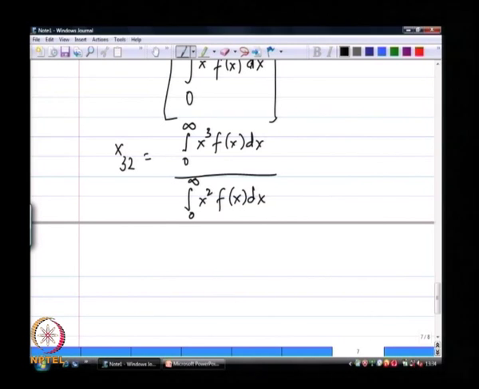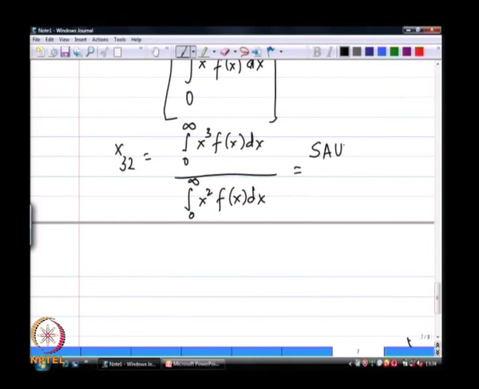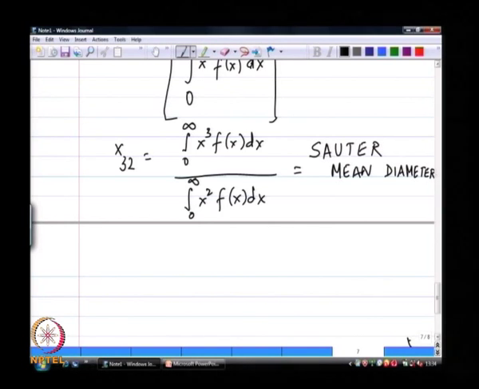Okay. Now, this has a special name, this is often called the Sauter mean diameter. Now, when you see Sauter mean diameter in the literature, they do not use X, they use D for diameter. I am just using X because that is easier to do dx and these kinds of notation, but imagine D32, you will see this written very often. D32 is this Sauter mean diameter at that point in the spray.